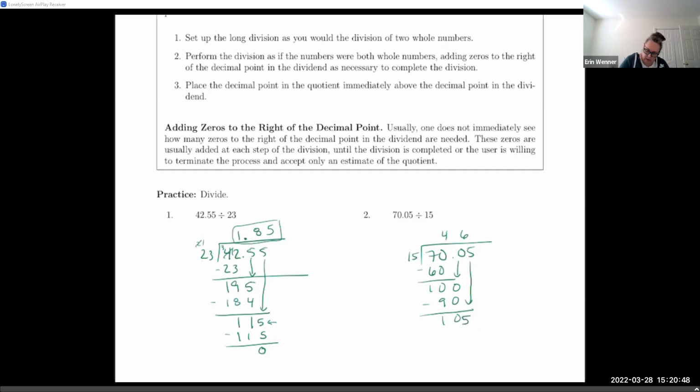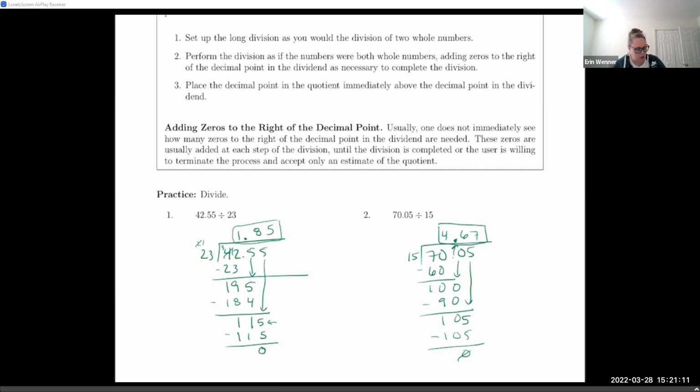And 15 goes into 105 7 times. And 7 times 15 again is 105. And we get 0 as our answer. So 4.67. And again, remember, you got to place that decimal point directly above where it is.